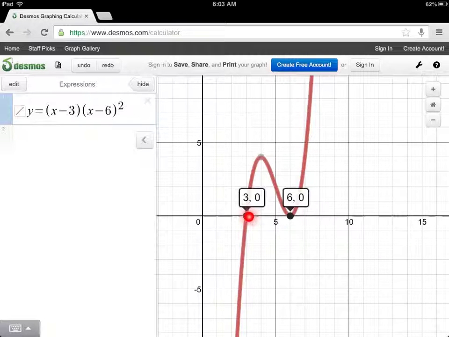When x was less than 3, it was negative; the y's were negative. Between 3 and 6, it was positive. Then it's back down to 0 for a minute, and then it's positive, or above the x-axis, when x is bigger than 6. So when x is bigger than 6, y is positive. All right, so that's another approach. It's good to be able to do it both ways, analytically and graphically. Okay, hope that helps.